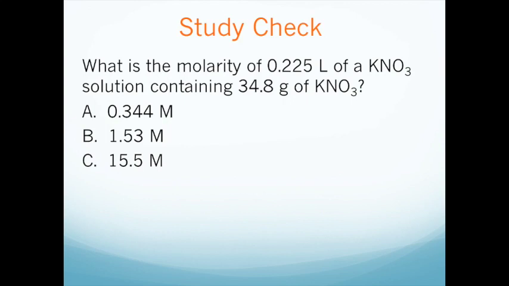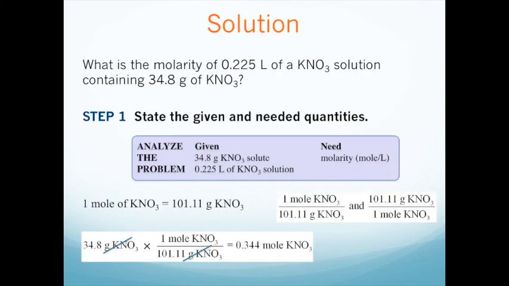So here's another example. What is the molarity of 0.225 liters of a potassium nitrate solution, which contains 34.8 grams of potassium nitrate? Now, this is a multiple choice question, but we'll go through the answer step by step. You start with 34.8 grams, and you know that potassium nitrate has a formula weight of 101.11 grams, and that's gotten by adding the mass of potassium, the mass of nitrogen, and the mass of 3 oxygen atoms.